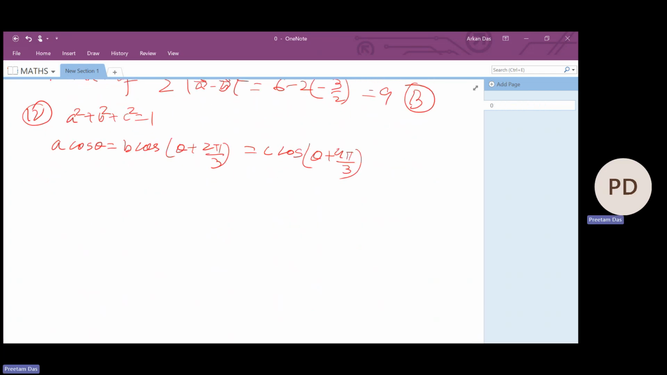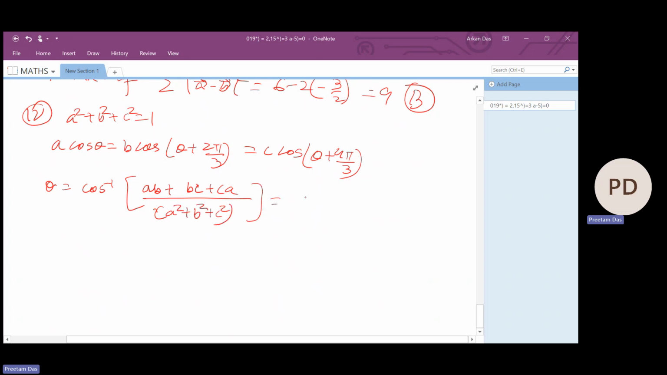At first, let us write the formula for the angle between those two vectors. You know what is the formula for the angle between the two vectors? Cos inverse of A dot B by mod A mod B. What is A dot B here? It will be AB plus BC plus CA. And then mod A mod B: you can see the modulus of both of them will be the same, and it will be A square plus B square plus C square. But A square plus B square plus C square in the question they have given to be 1. So it will be simply AB plus BC plus CA. So the question is now to find the value of AB plus BC plus CA.